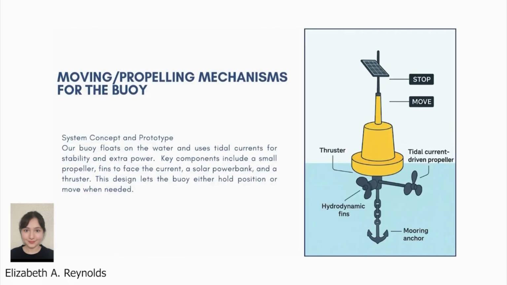Moving mechanism for the buoy. Our buoy floats on the water and uses tidal currents for stability and extra power. Key components include small propeller fins to face the current, a solid power bank, and the thruster. This design lets the buoy either hold position or move when needed.